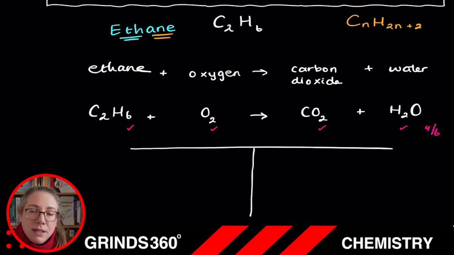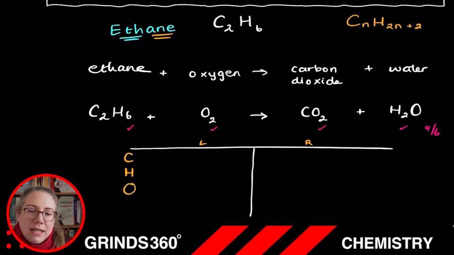If one of your formulas was incorrect, take 1 mark off, and then you can't get your marks for balancing. So now I'm going to make a list of my elements in this table. We have the left-hand side of the equation and the right-hand side. And we have carbon, hydrogen, and oxygen as the three elements listed in that equation.